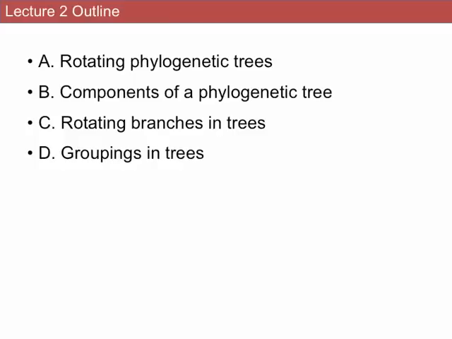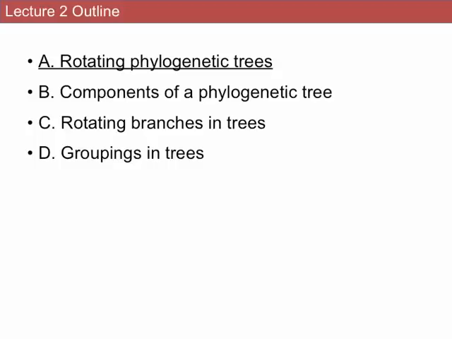So we're going to start relatively simple here, but in fact, a lot of the stuff we're doing today is relatively simple, but it's really, really important that you're able to understand the rotation of trees and the different components of a tree and the different terminology for groups on trees for the rest of the course. So we're going to try and go through this maybe in too much detail for some of you, but hopefully by the end of today, everybody will have a good feeling for just what a tree is showing you.